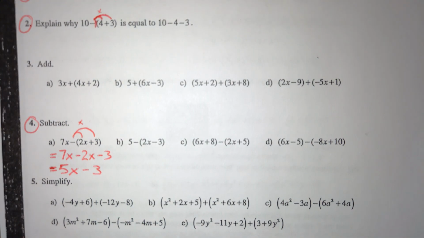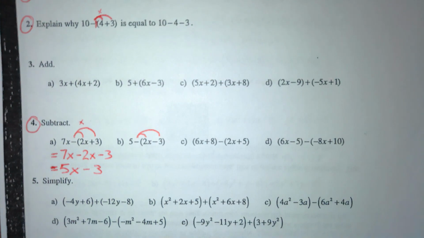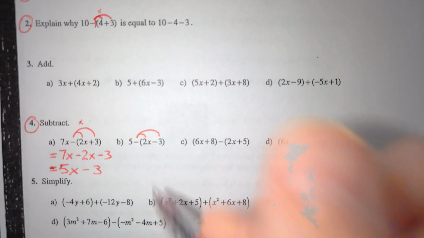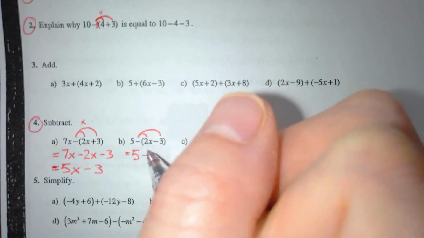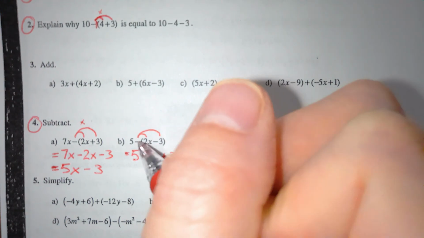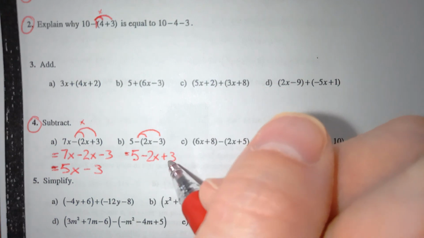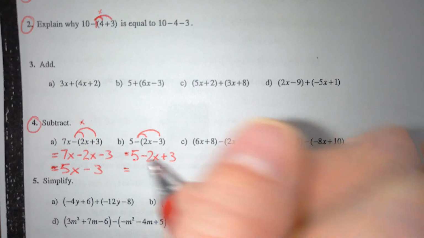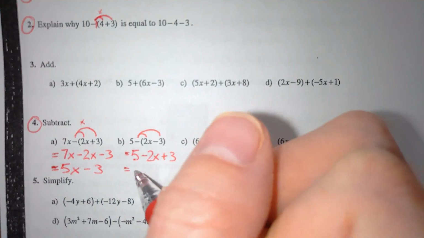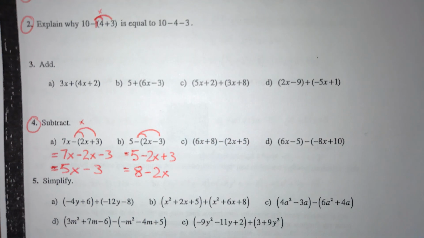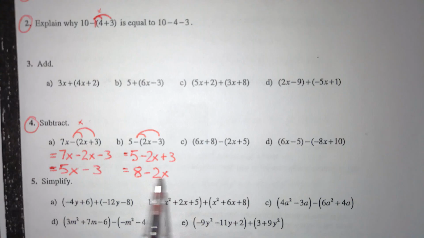Okay, so let's try this one. Ivan, can you help me with this one? 5 minus 2x plus 3. Good. Okay, plus 3 because -1 times -3 gives you positive 3. And then, yep, as Ivan said, 5 and the 3 can go together because they're just numbers, they're like terms. So 8 minus 2x. Okay, I don't care about the order. You could say -2x plus 8 or 8 minus 2x, doesn't matter to me.